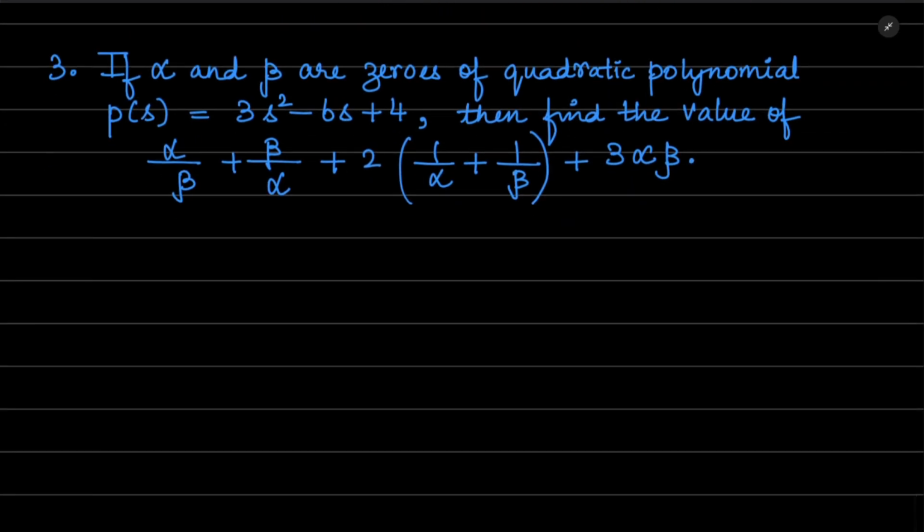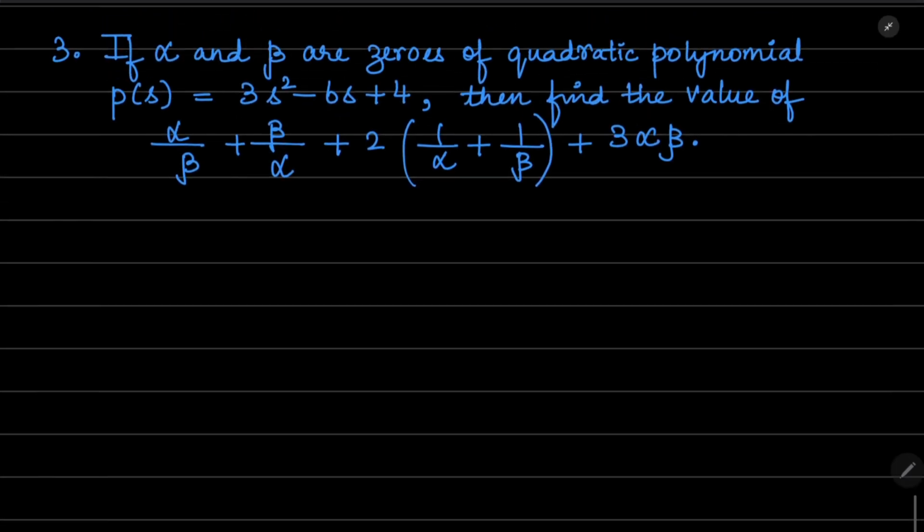If alpha and beta are the zeros of the quadratic polynomial, which is given by p of s is equal to 3s square minus 6s plus 4, you have to find the value of this particular expression, which is in terms of the zeros, alpha and beta. Everywhere you have alpha, beta. The minute you are given this polynomial, let us calculate what is the sum of the zeros and what is the product of the zeros.